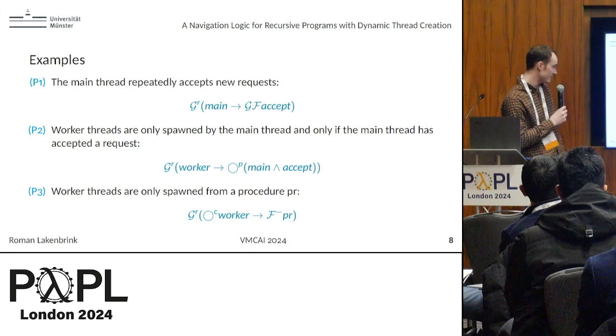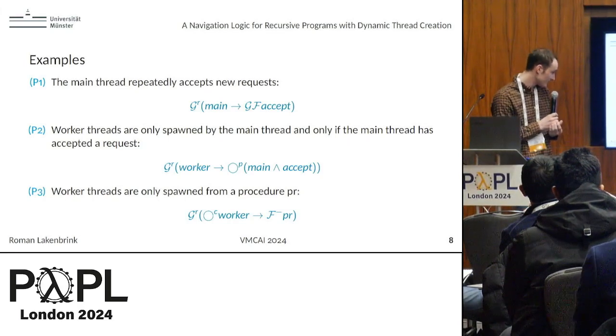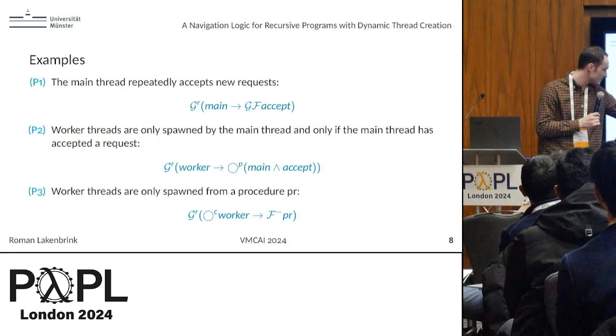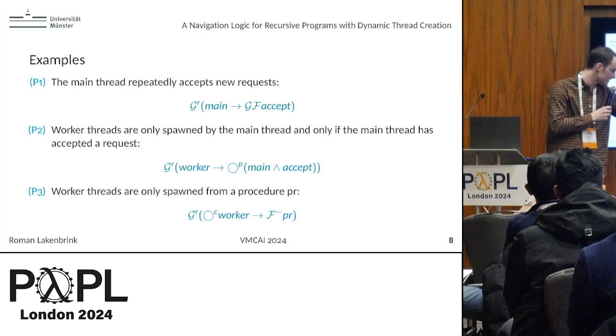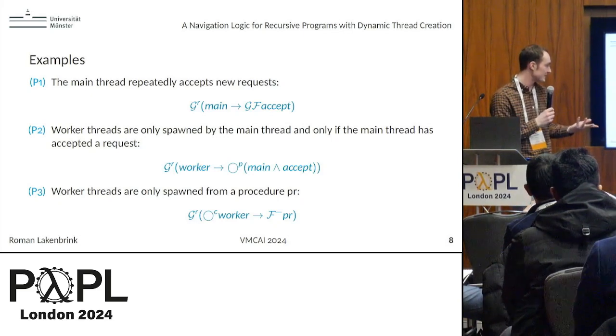Okay, and finally, our third property can be expressed by this formula at the bottom. So the successor type, so this next formula that is used here, just follows a spawn edge if it exists at the current node.